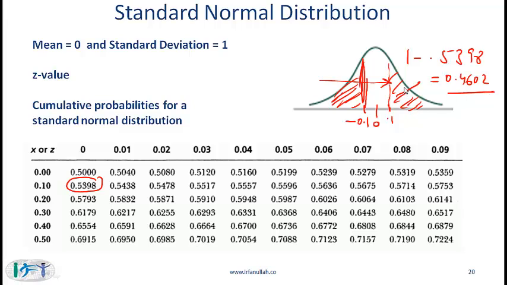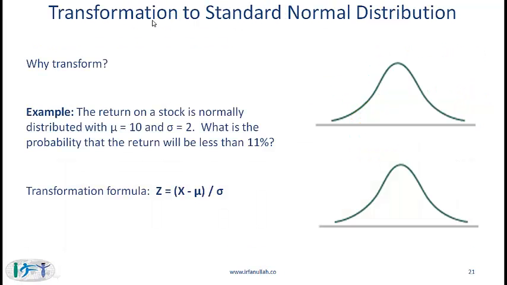0.4602. Now this 0.4602 is the same as the probability to the left of minus 0.1 because the distribution is symmetric. So the answer to the original question, what is the cumulative probability for z equal to minus 0.1, is 0.4602.